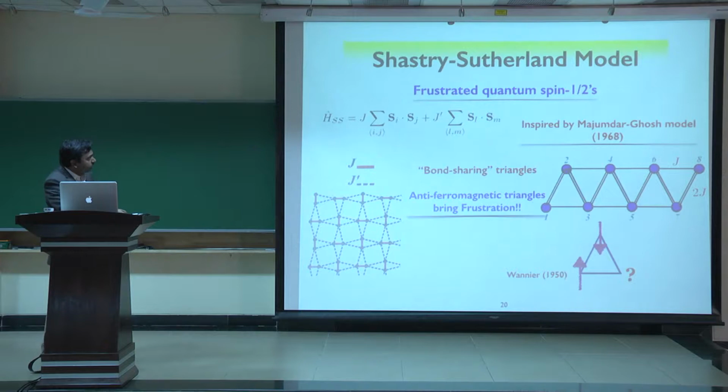Historically, this model predates the discovery of strontium copper borate by many, many years. And the original motivation for drawing this model came from the Majumdar-Ghosh problem, which is a landmark problem in the sense that it, for the first time, discussed a frustrated quantum Heisenberg-type problem, and found out that frustration can lead to spontaneous dimerization. This is also a problem where Shastry and Sutherland showed that spinons can be visualized somewhat neatly as domain walls. They are not as exact as in the case of the Heisenberg antiferromagnet, but they are qualitatively there.